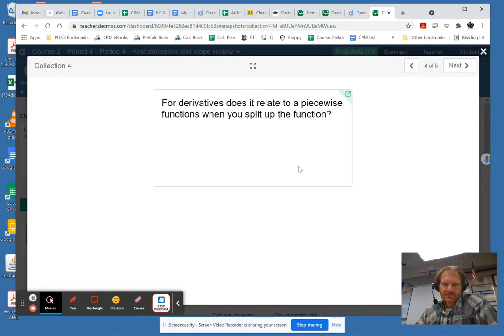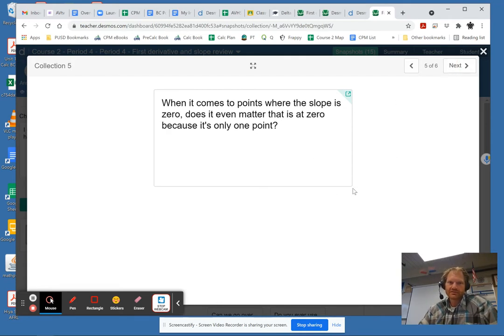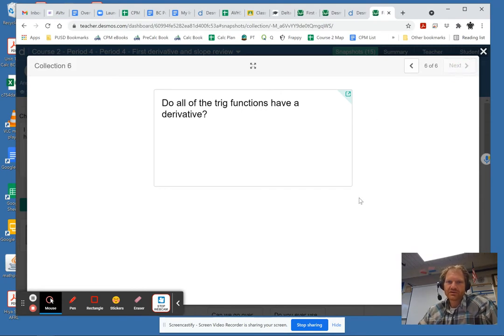For derivatives, does it relate to piecewise functions when you split up the function? The answer is yes. When it comes to points where the slope is 0, does it even matter that it is at 0 because it's only 1 point? That's an important question where the slope is 0. One that bleeds into a larger section of calculus, like a whole chapter on extreme values. And I'll get to it in a little bit.